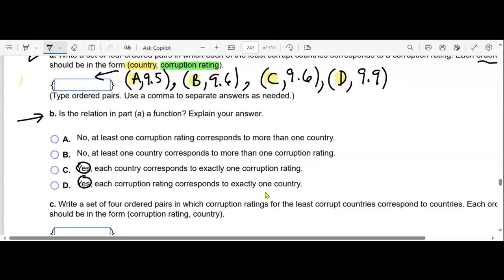But which one is the correct one? B and C repeats. I'm sorry, say again. B and C. We're looking at the x value. What is the x value? Okay. So it's not repeated.